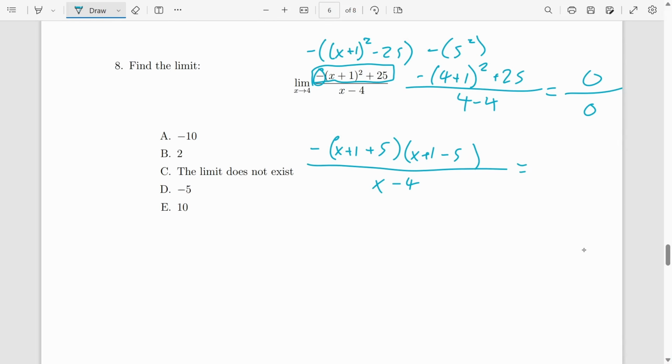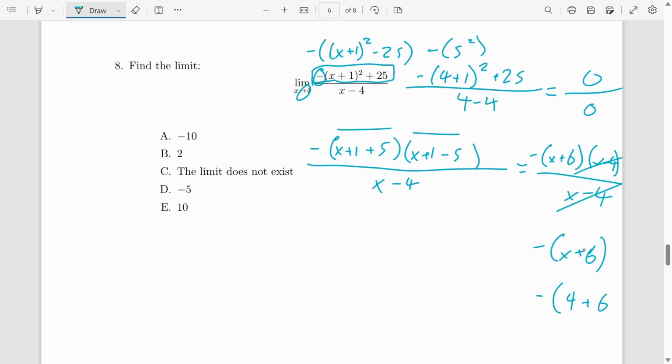This will simplify down to the first term becomes x plus 6, second term becomes x minus 4, all divided by x minus 4. These two terms will cancel, and we're just left with negative x plus 6. So now if we were to plug in 4, we would get negative 4 plus 6, which is negative 10.